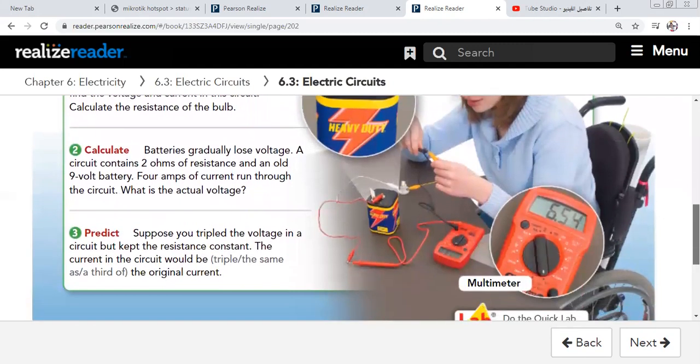Number 3. Predict. Suppose you triple the voltage in a circuit but keep the resistance constant. The current in the circuit would be triple, the same, or a third of the original current? Resistance constant and make the voltage triple. The current would be what, triple or the same or a third of? Yes, excellent, triple.